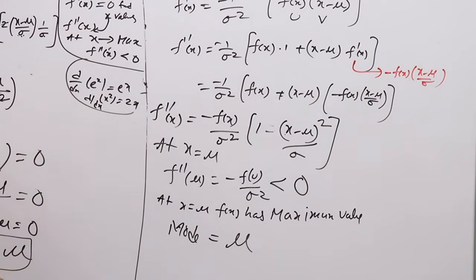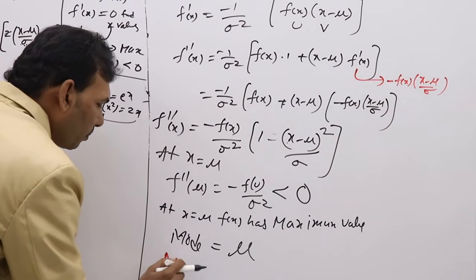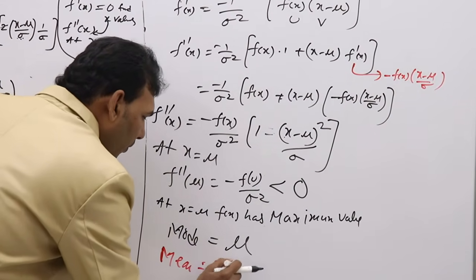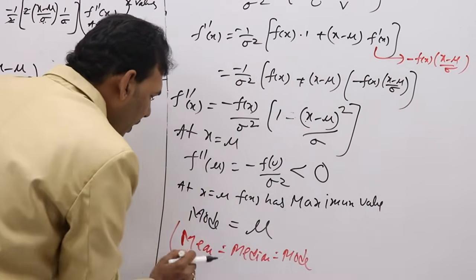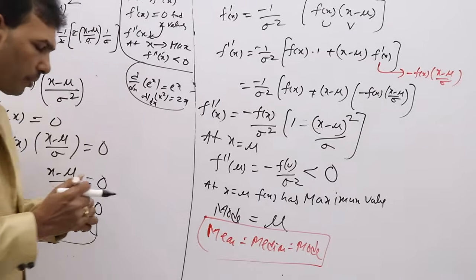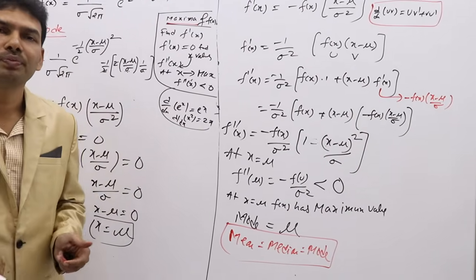What we proved now? Mean equal to median equal to mode. What can we conclude? In normal distribution, mean equals median equals mode. Clear?